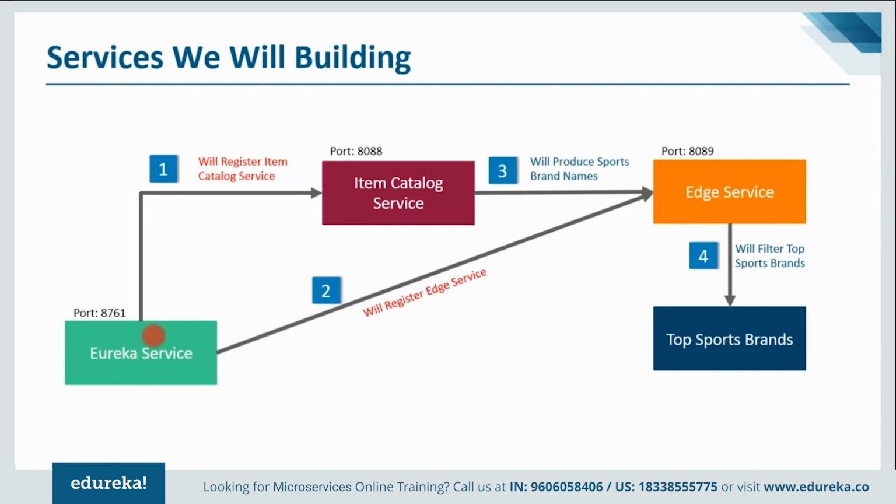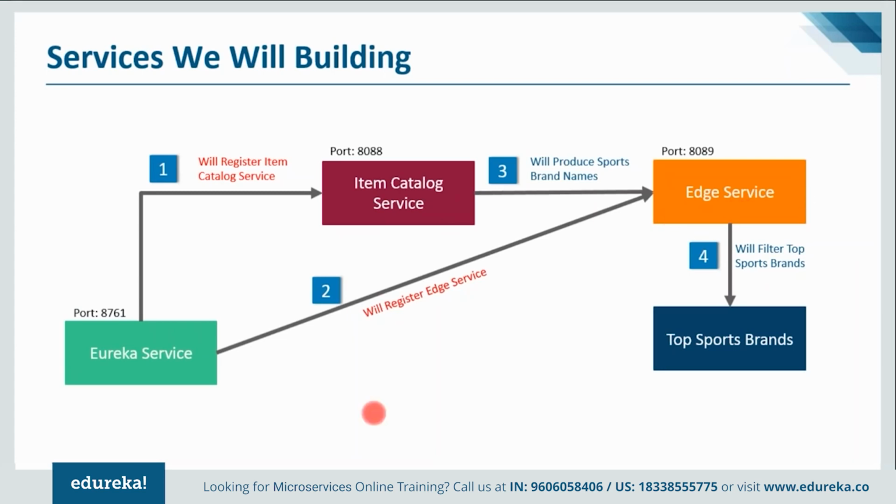Now let's move forward and we are going to focus on our item catalog service. So item catalog service will generate the list of sports brands which are popular in the market. And then the edge service is also pretty much similar to the standalone item catalog service. However, it will have fallback capabilities which prevent the client from receiving an HTTP error when the service is not available. Right? I hope you have understood this architecture.